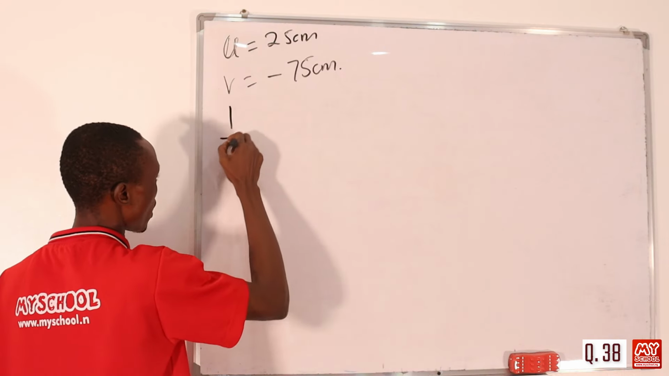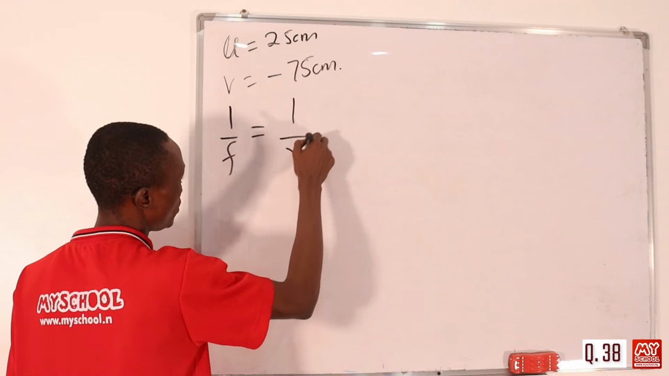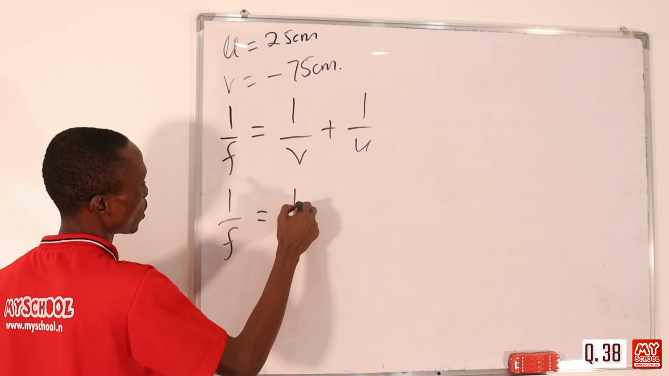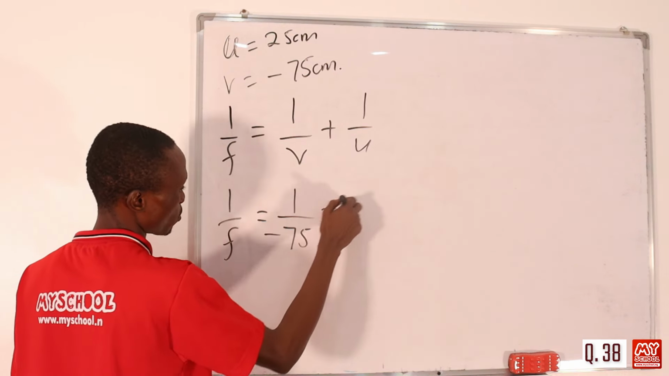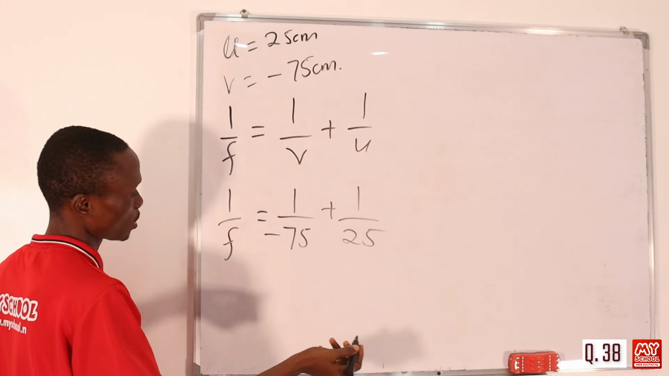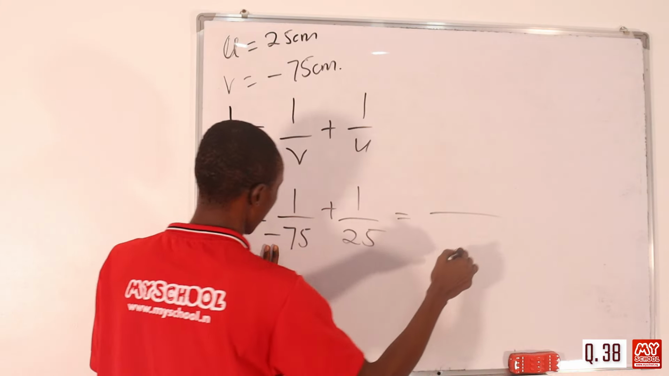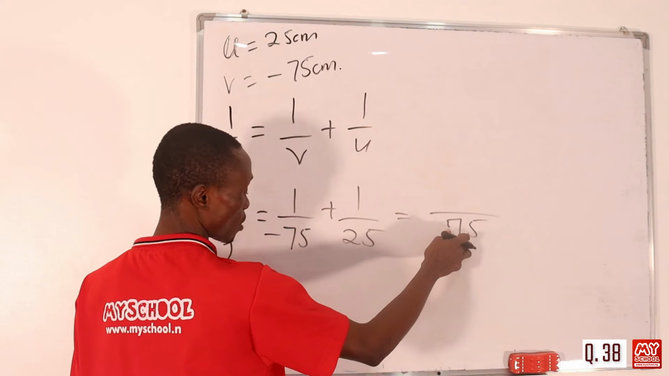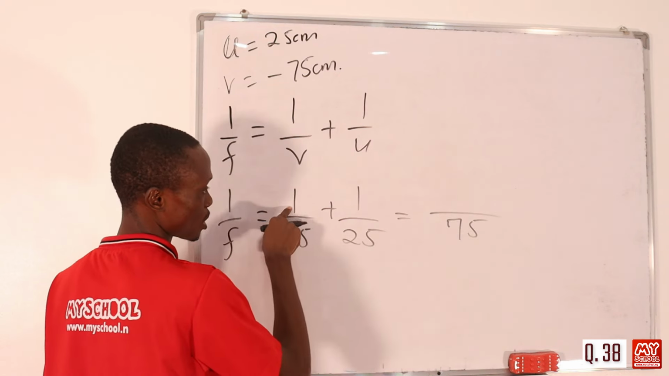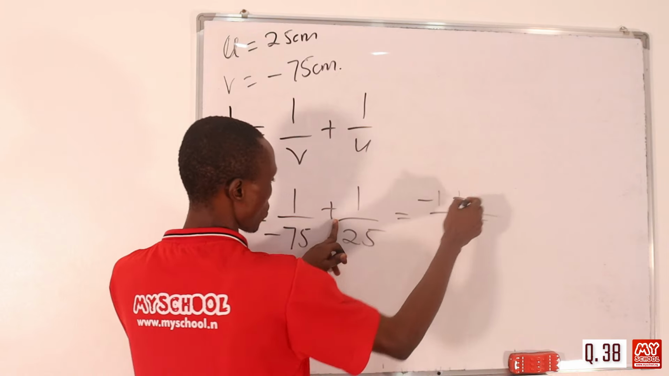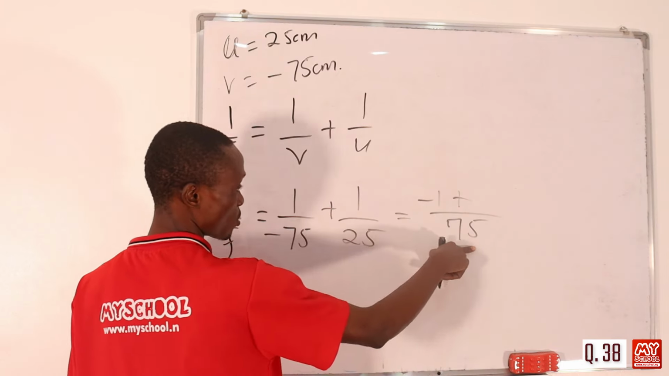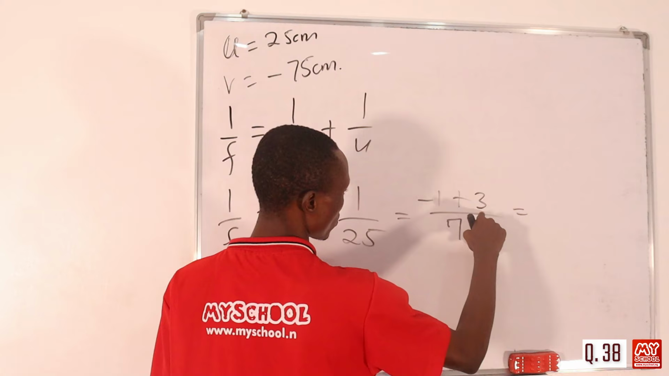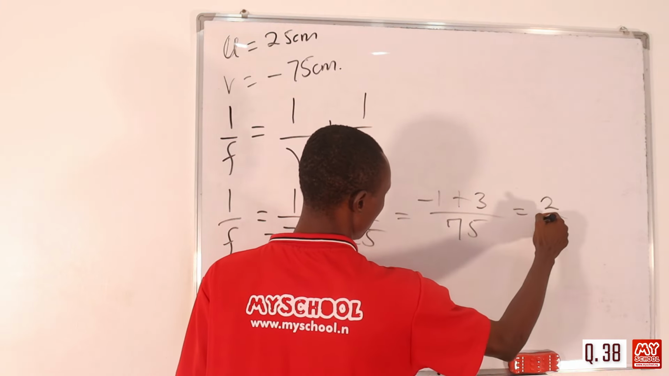So here, 1 over F is equal to 1 over V plus 1 over U. So 1 over F will be equal to 1 over minus 75 plus 1 over 25. Here the LCM is equal to 75, right? So minus 75 into 75 will be equal to minus 1, so minus 1 times 1 will give us minus 1 here. Then 25 into 75 is going to give us 3, then 3 times 1 will be equal to 3. So at the numerator, we'll be having 2, while the denominator still remains 75.